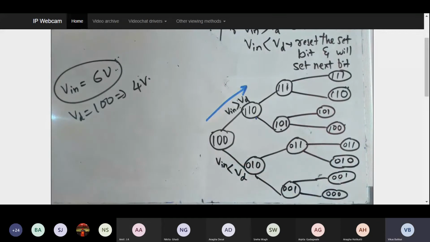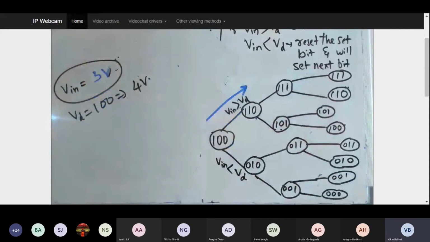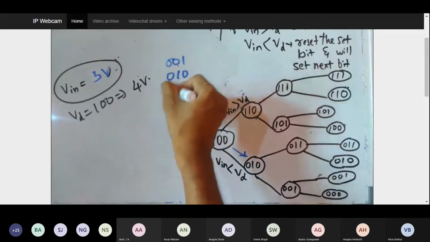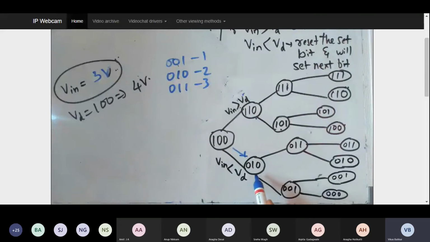Now let's try to do this with the simple example of 3 volt, which we took initially. If Vin is less than VD, what is the Vin value? Vin is less than VD, so it is going to trace this path. It will come over here. The SAR is going to redirect to this logic. So 0, 1, 0. What does 0, 1, 0 stand for? I'll just write this 1, this 2, this 3. So 0, 1, 0 is 2. Now whether Vin is less than VD or Vin is greater than VD.